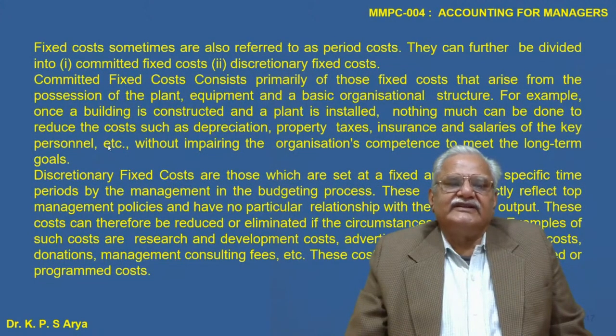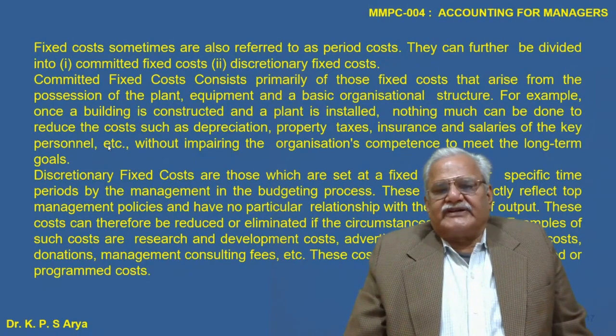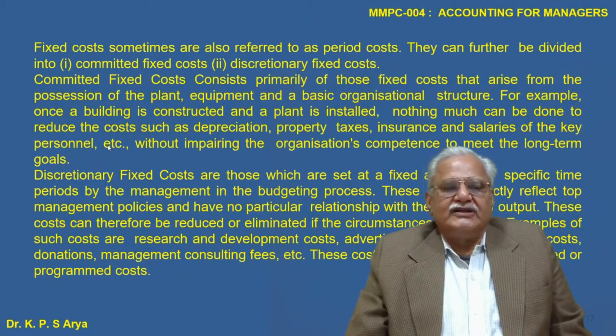They can further be divided into committed fixed and discretionary fixed costs. Committed fixed costs consist primarily of those fixed costs that arise from the possession of plant, equipment, and basic organizational structure. For example, once a building is constructed and the plant is installed, nothing much can be done to reduce the cost, such as depreciation, property taxes, insurance, and salaries of key personnel, without impairing the organization's competence to meet its long-term goals.